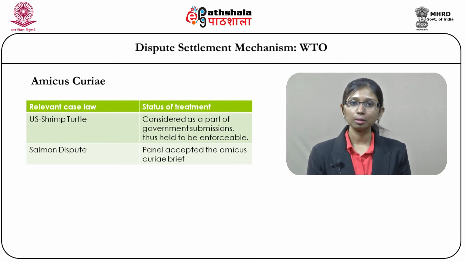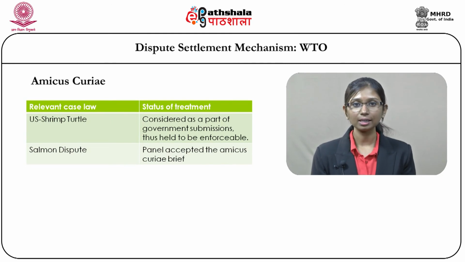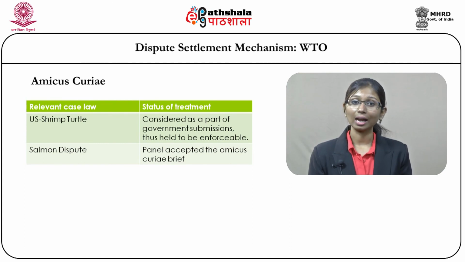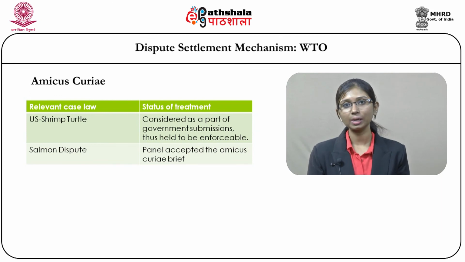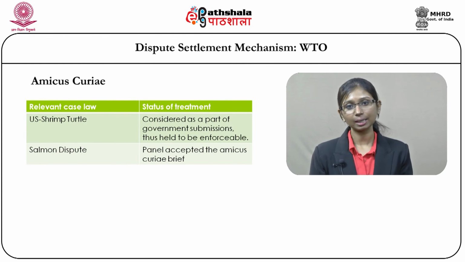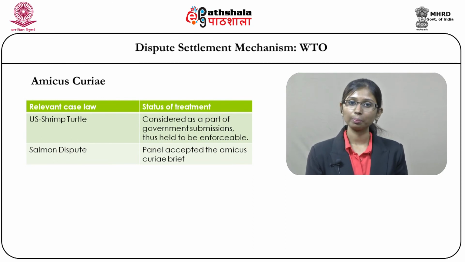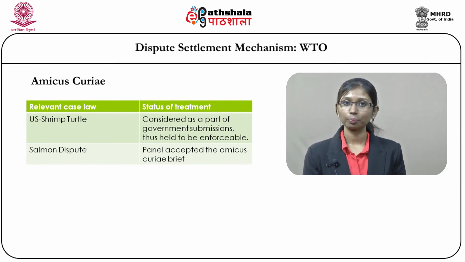In turn, the Appellate Body considered the intervention by the amicus curiae as a part of the government submission and thus held it not to be enforceable as a separate amicus curiae. However, in the Salmon dispute, panels accepted an amicus curiae brief and allowed such parties to proceed for adjudication.